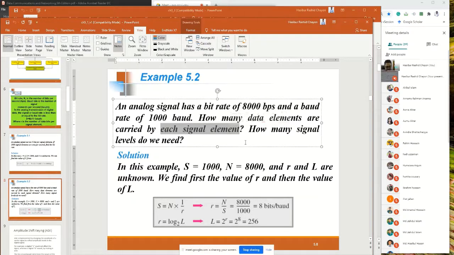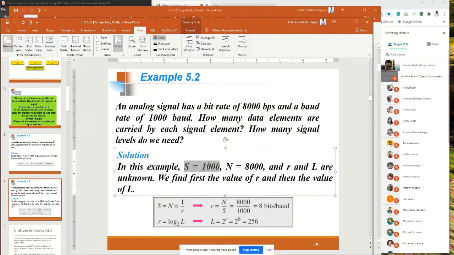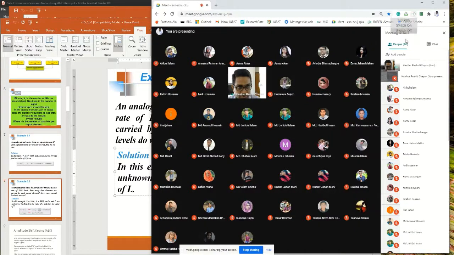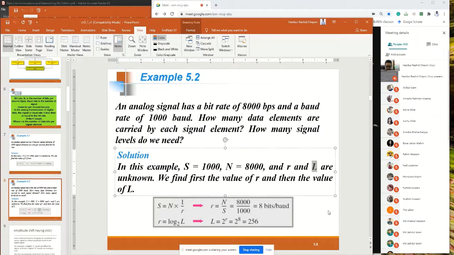First question. The second question is asking how many signal levels do we need? So it's actually asking capital L. So let's find out. Very simple. We know the value of S, we know the value of N. We just need to find out the r and L. Okay, r and L. So let's find out the r first.